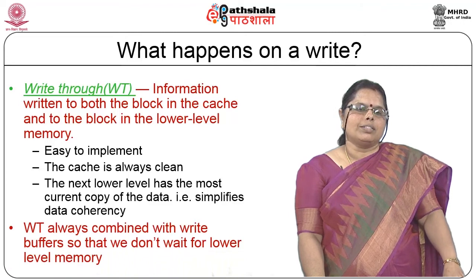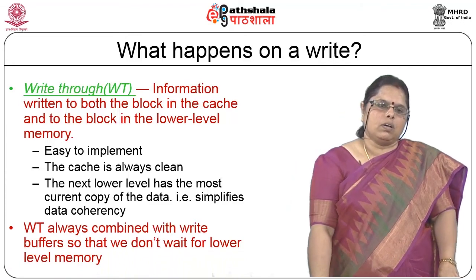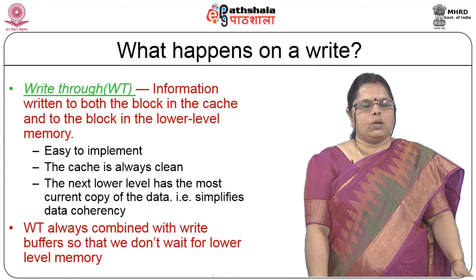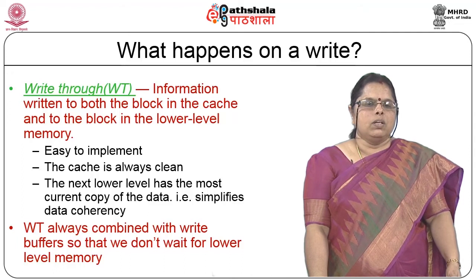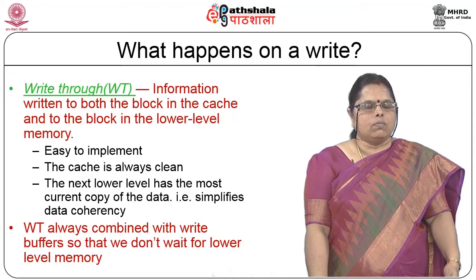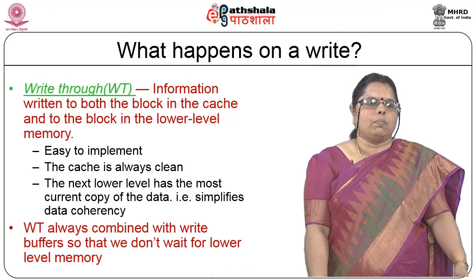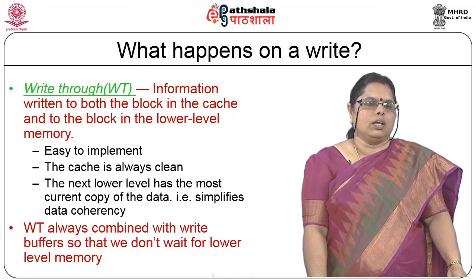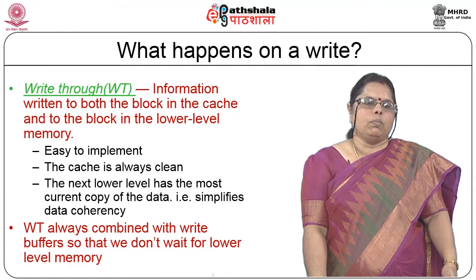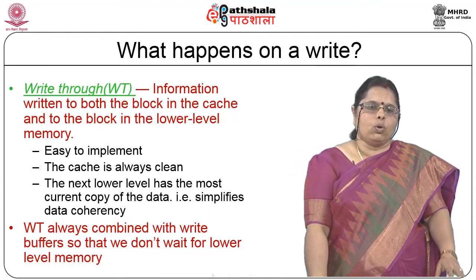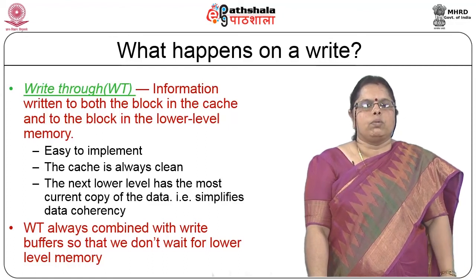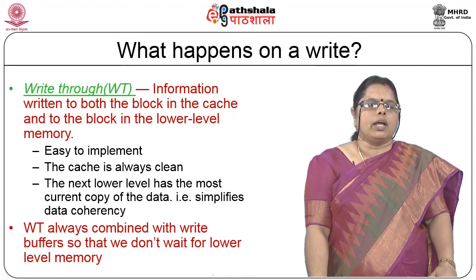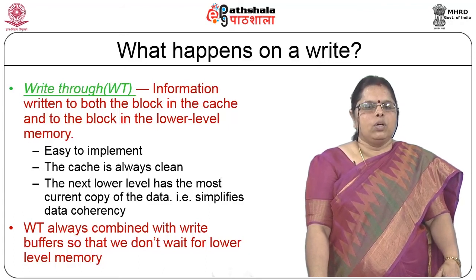So, you can't really say that write through is better to implement or write back is better to implement. Write back is better when you are looking at more dirty bits. Similarly, write through is better if you do not have the same location getting updated again and again. In that case it may be easy to implement. The lower level always has the most current copy of the data, which simplifies other problems like cache coherency. And normally write through is combined with write buffers, so that we do not have to wait for the lower level of memory.